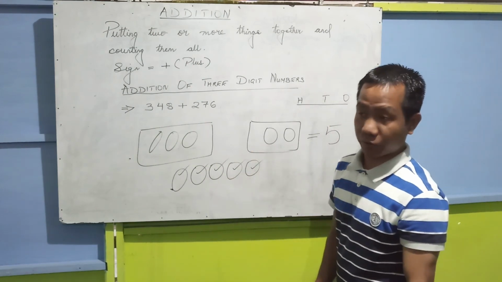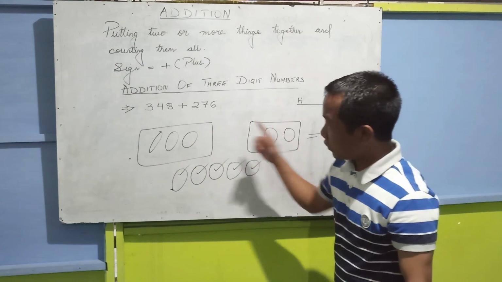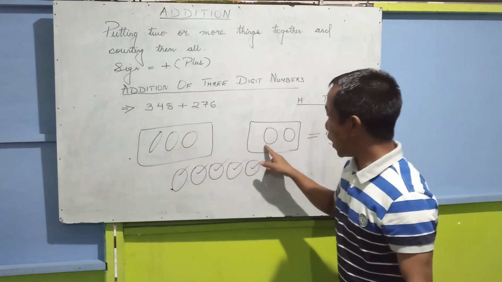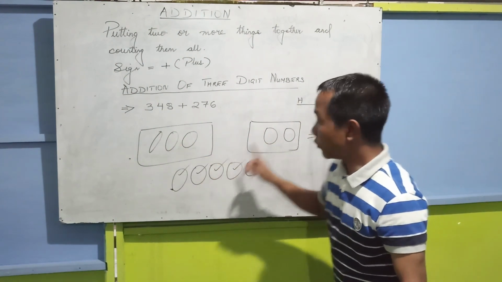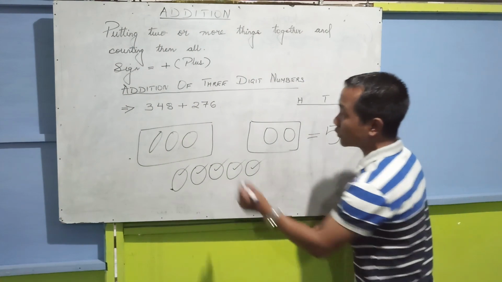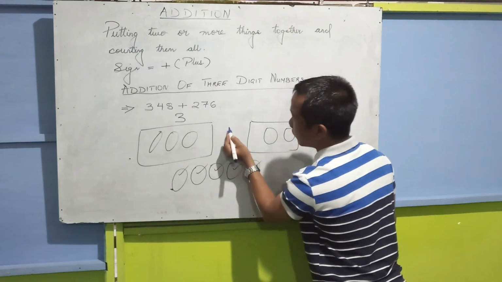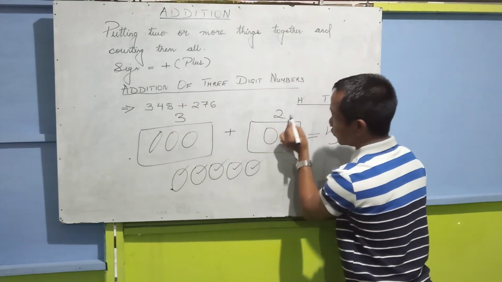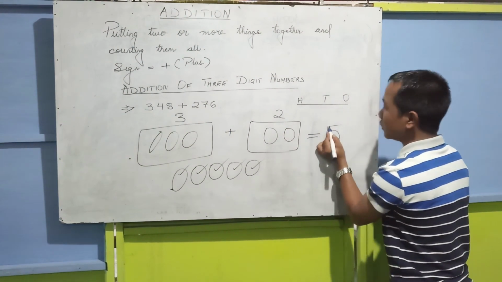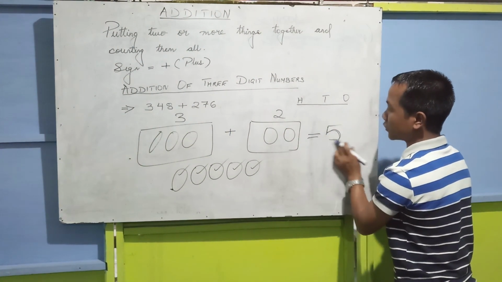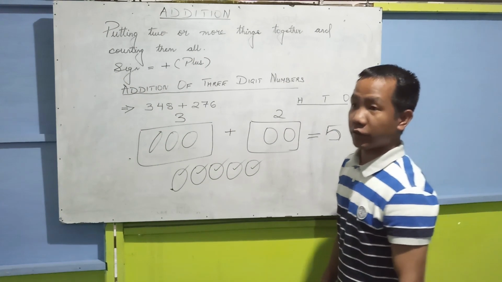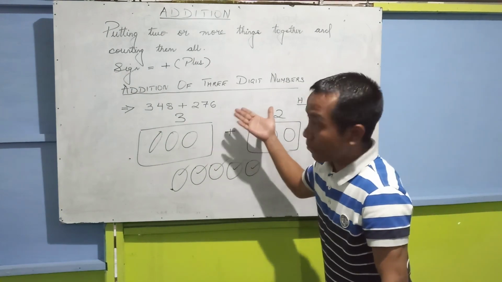That is the addition. It's very simple, right? When you count it together, we got 5. That means 3 plus 2 is equal to 5. That is the addition.